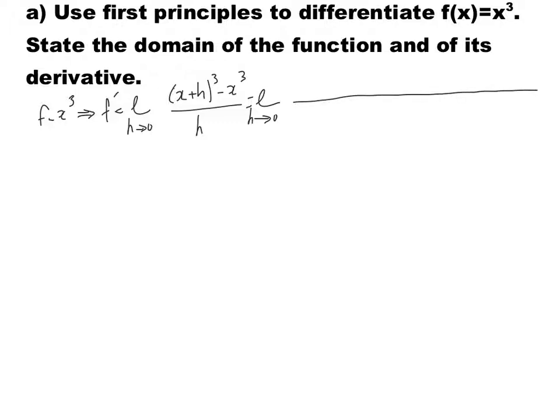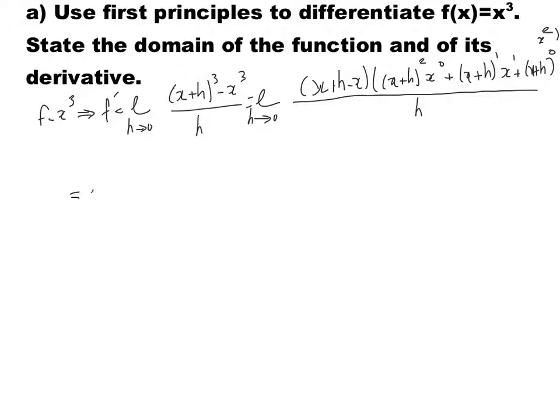Remember that x plus h cubed minus x cubed can be written as, using a cubed minus b cubed, x plus h minus x times the bracket x plus h squared x to the power of 0 plus x plus h to the power of 1 x to the power of 1 plus x plus h to the power of 0 x to the power of 2, close bracket, divided by h.